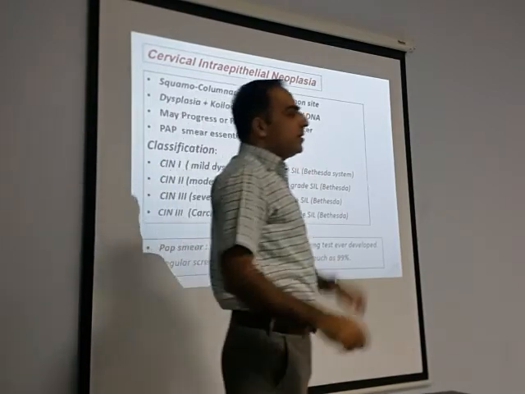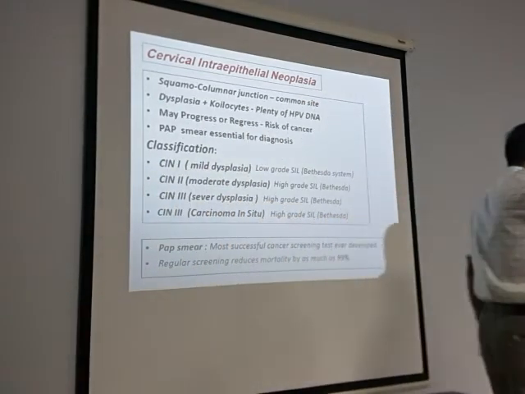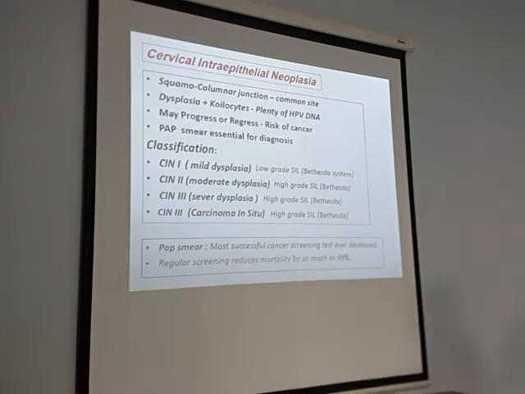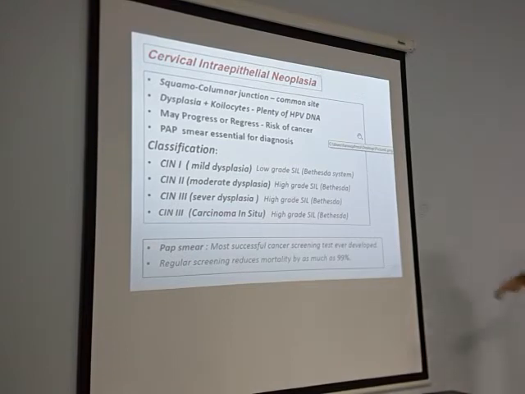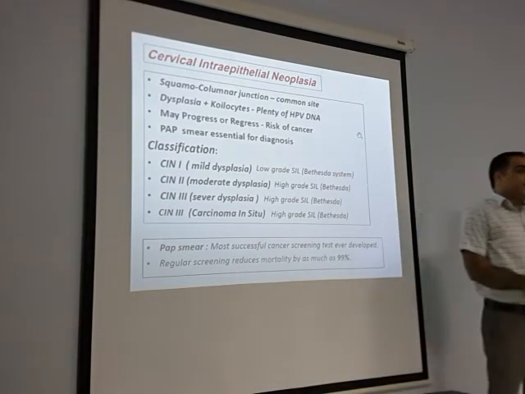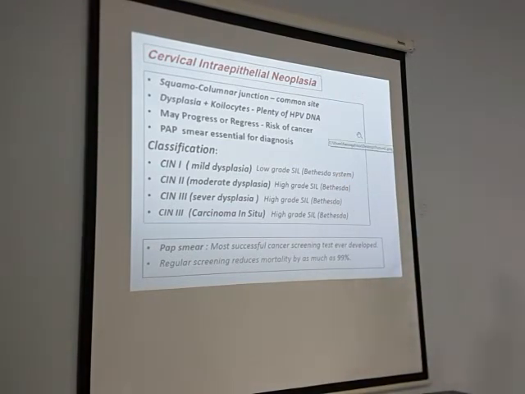So CIN1 means the changes are only in 1/3 of the layers. 2 means it is 2/3 of the layers. 3 means it is more than 2/3, and carcinoma in situ means it is the whole of all the layers. And if you go for the cytology, you will not be able to see the layers. What will you see in cytology or in Pap smear? You see only the cells. You have scraped. You have not taken a piece of tissue. I will show you the diagram.